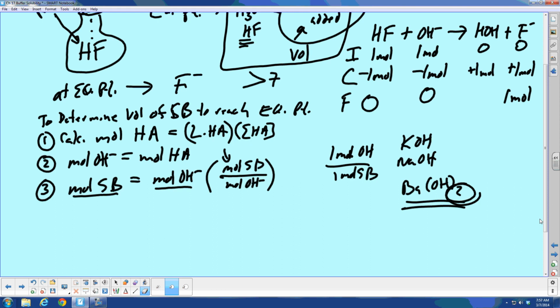Okay, then once I have my moles of strong base, I can calculate my liters. Liters of strong base equal moles of strong base divided by the molarity of strong base. All right, good. So let us do that right now. Let's go to a problem.